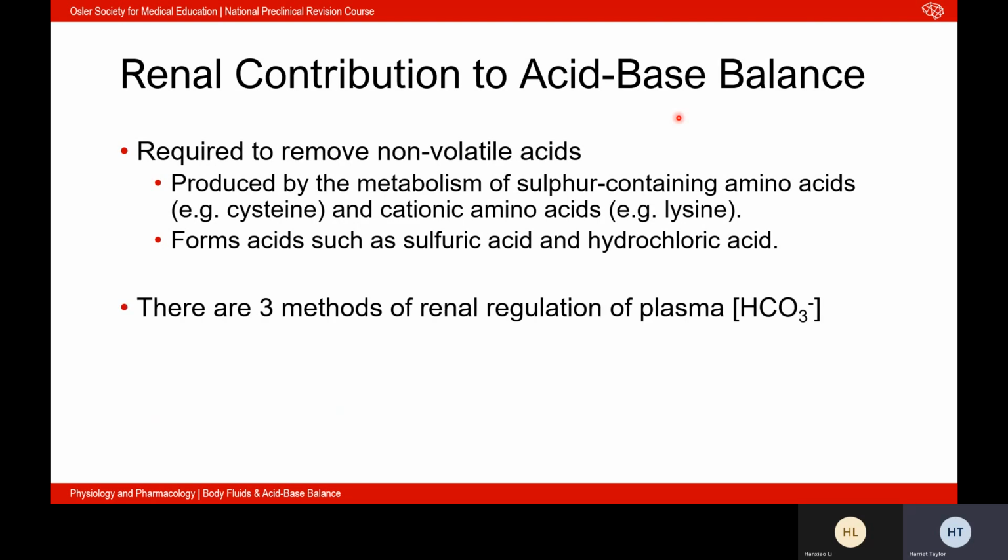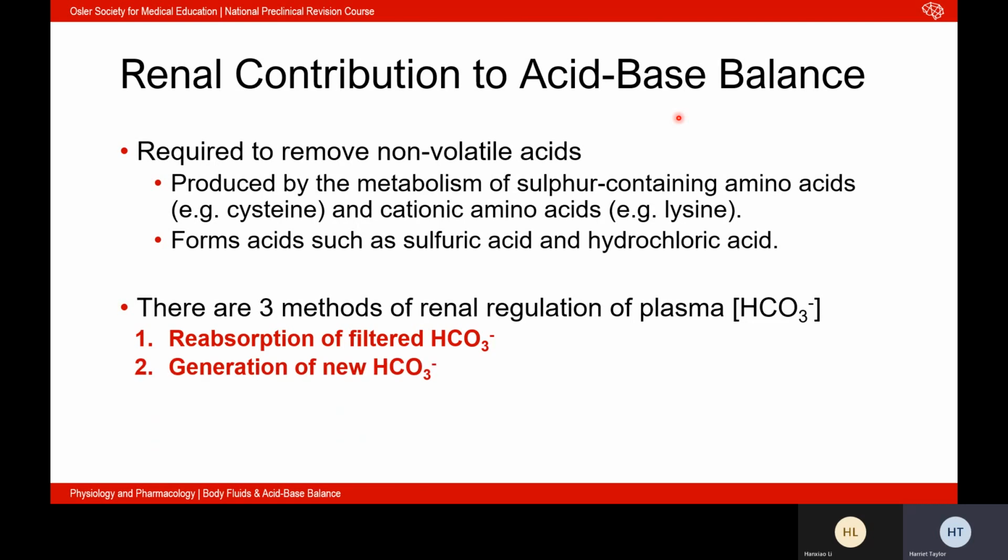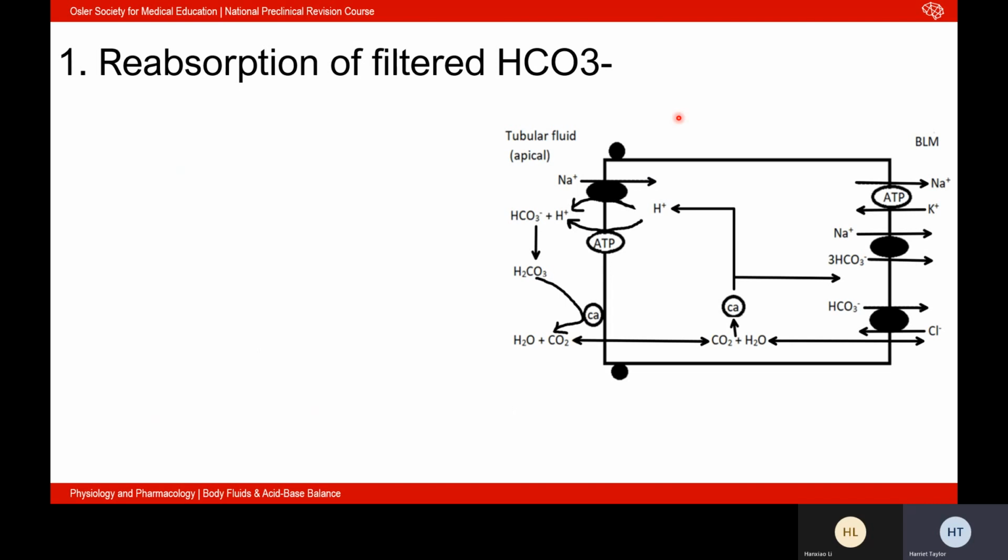So there are three methods for this. The first one is reabsorption of filtered bicarbonate. So that's kind of adding base back into our blood. The second one is generation of new bicarbonate. When we can't reabsorb quite enough, we need to make a bit more. Our last method is secreting HCO3. So that would be when we have a bit too much bicarbonate in our blood and we need to get the acidity back up again. And we can do that by removing the base. So let's have a look at this. We've got the reabsorption of filtered HCO3.